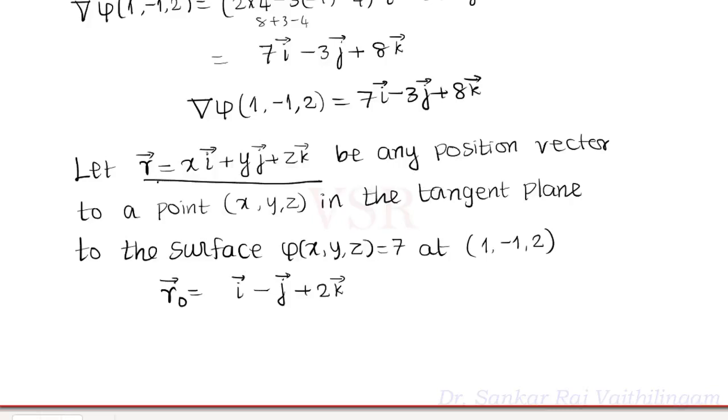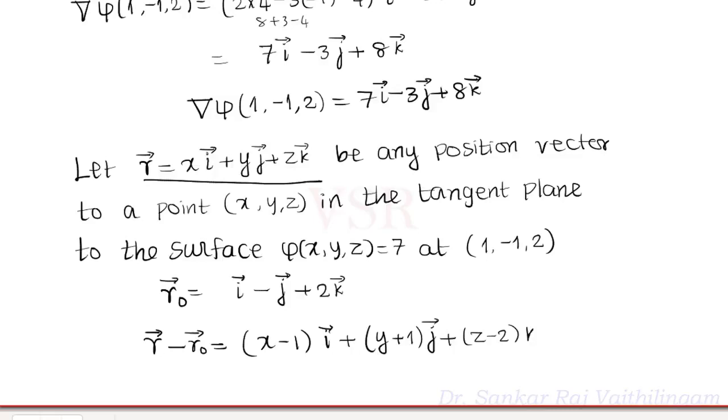இப்போ R minus R0 calculate பண்ணுவோம். அப்போ R vector minus R0 vector which is equal to, அப்போ x minus 1 into I vector. Okay, அப்புறம் y minus, இங்க ஒரு மைனஸ் இருக்கு, அப்போ minus plus, so plus I'll have this is y plus 1 into j vector, அப்புறம் z minus 2 into k vector. So this is my R minus R0 ங்கிற வெக்டர் என்னன்னு கிடைச்சிருச்சு.